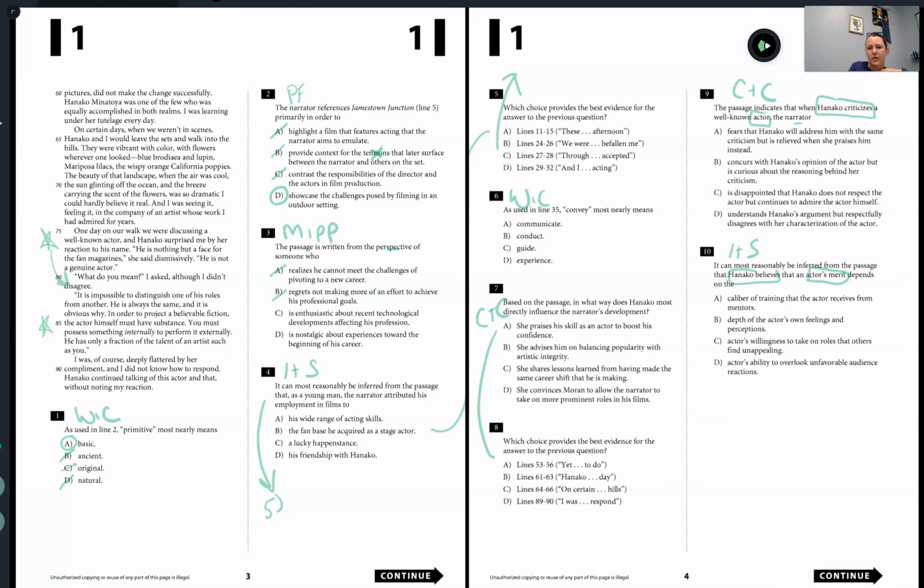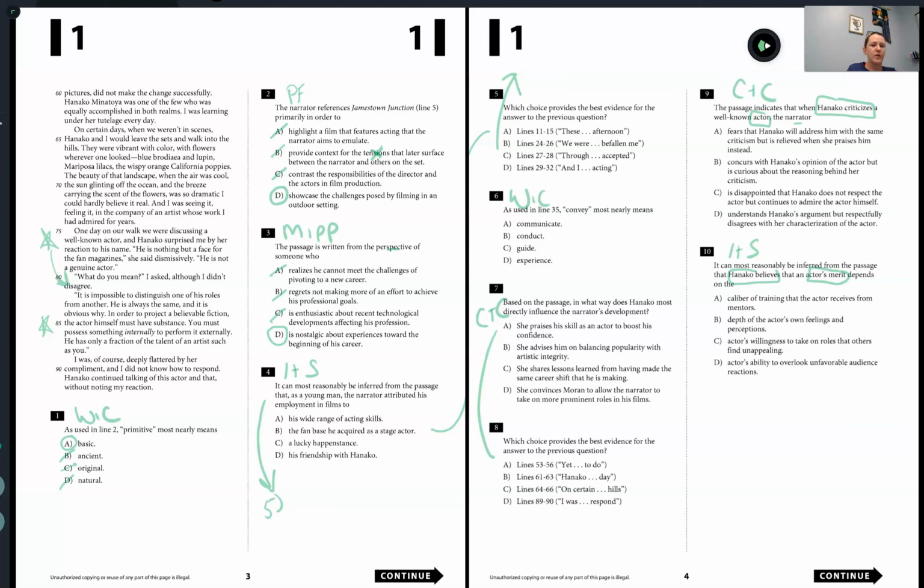The narrator is enthusiastic about recent technological developments affecting his profession. They barely mention the new film industry, other than to say that it is a new industry, so it can't be C. He's nostalgic about experiences towards the beginning of his career. Yes, this entire thing is told as a flashback, and he has very happy memories. He feels very grateful for her time. She gives him compliments. D is our answer.